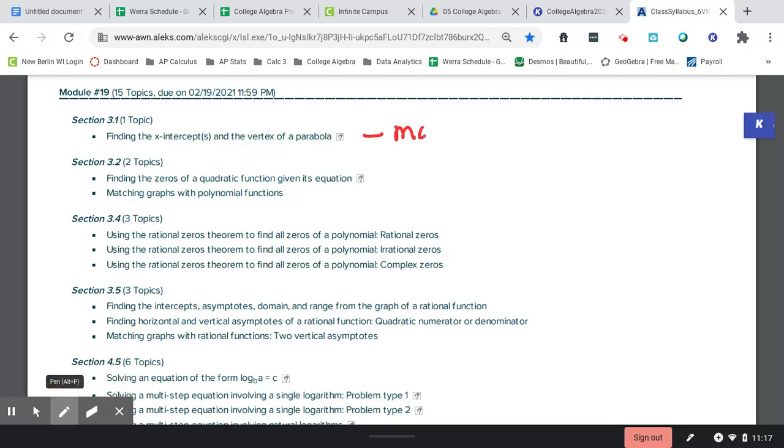This is in module 13. Okay. Your next one, finding the zeros of a quadratic given its equation, that is also module 13. The next one, matching, that is module 14. Okay, so again, if you need help with these, go back to these notes.